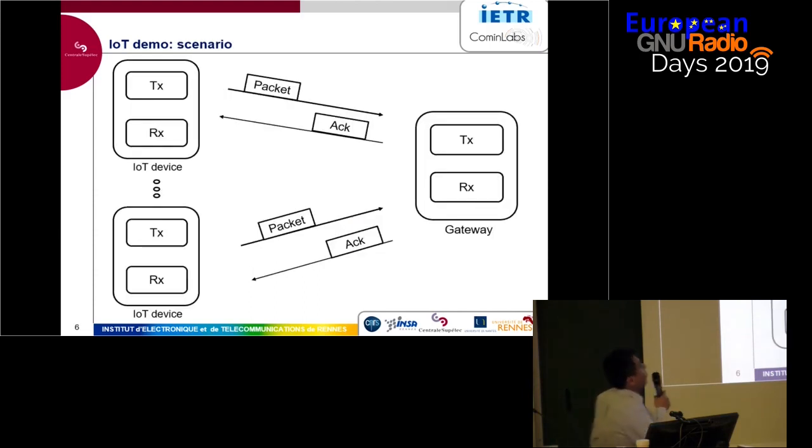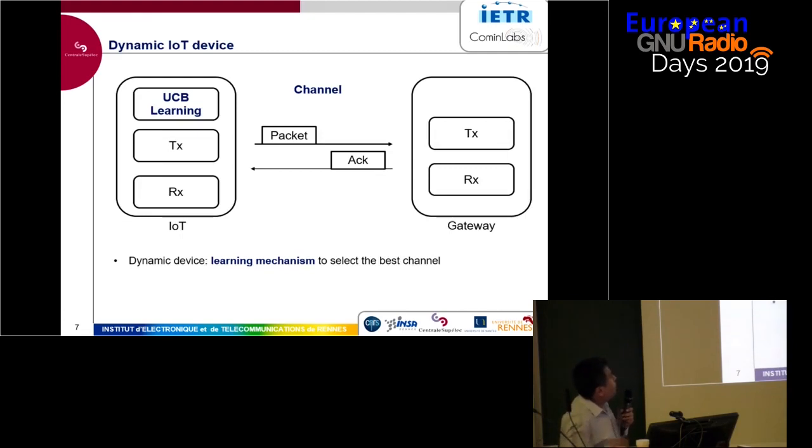So what we try to emulate is this scenario, where you can see in more detail how each IoT device transmits a packet and then waits for some time to receive an acknowledgement packet from the gateway. And of course we have a lot of IoT devices trying to communicate to the gateway. And we add some IoTs that incorporate a new block that introduces this machine learning algorithm.